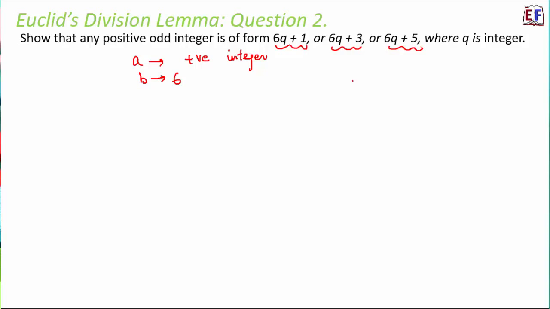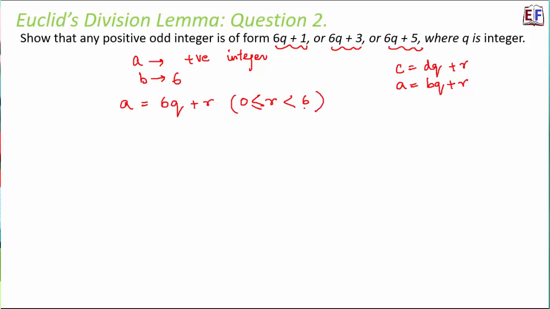Now we will apply Euclid's division lemma. We learned that Euclid's division lemma says that C is equal to DQ plus R. So here C and D are replaced with A and B. So A is equal to BQ plus R. So let's put that. This becomes A is equal to 6Q plus R. And what is the value of R? R is greater than or equal to 0 and less than 6 because B is 6.